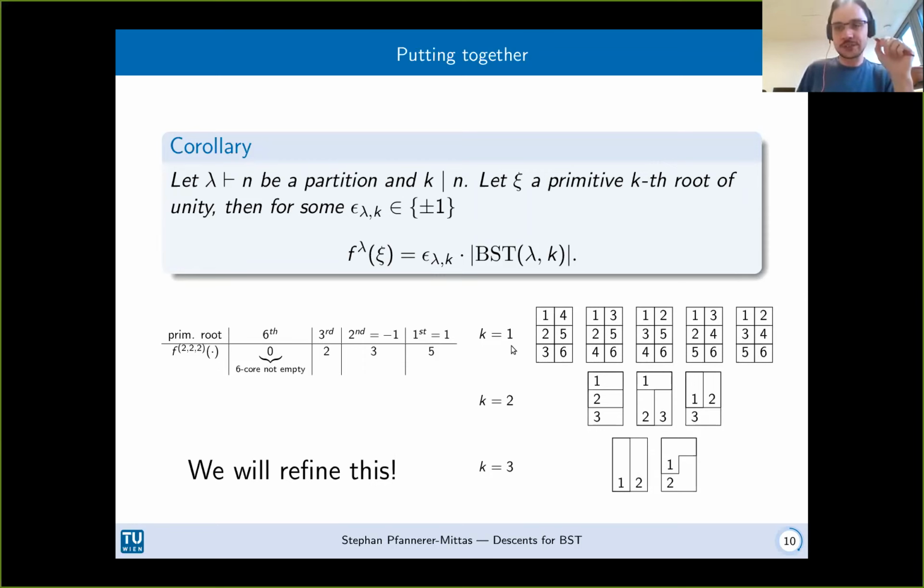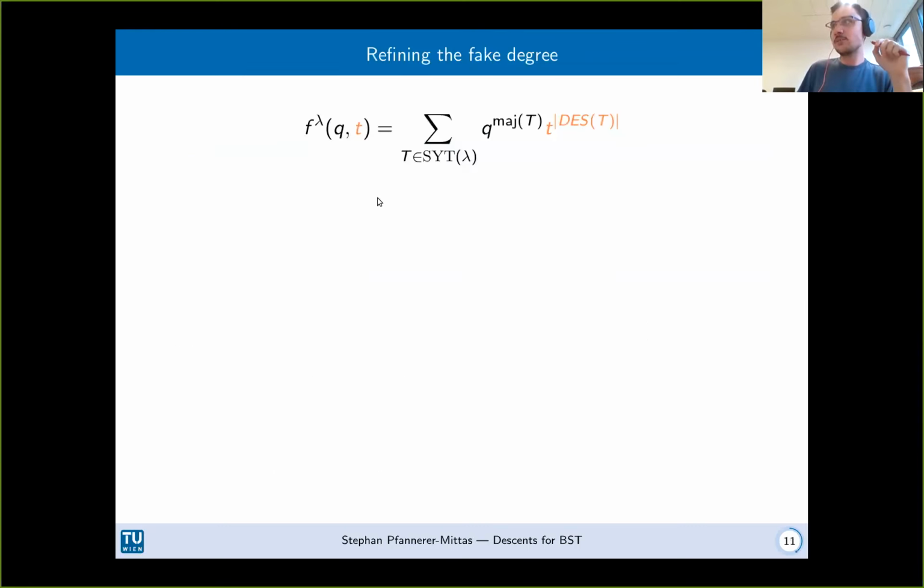To refine this result, of course, we also need to refine first this major index generating function by putting in a second variable, which is t. And then we consider the generating function. We have q to the major index. This is what we had before. And then t to the power of the number of descents. So here we had q to the sum of the descents, and here with t to the number of descents.